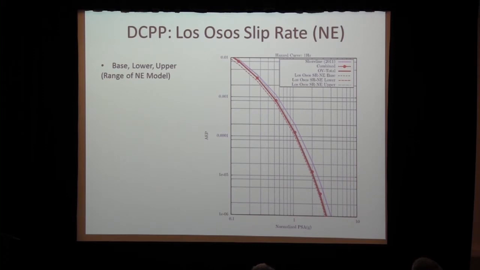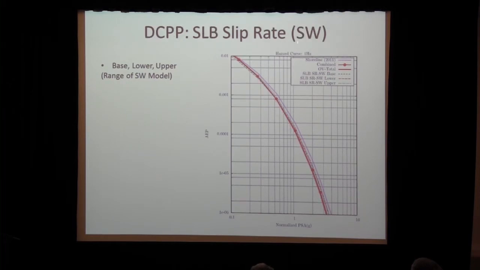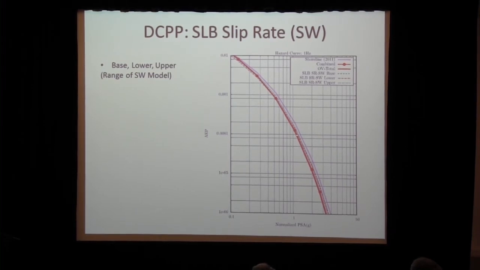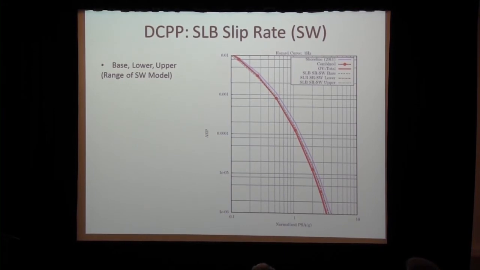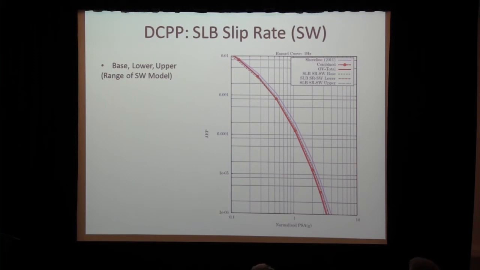And so you can see here for the Los Osos using the slip rates characterized in the NE model, you get a little bit of a distribution. For the SLB slip rates characterized by the SW model, you get, again, a little bit of distribution. It's a little bit higher here. And if you remember back, I had said that the SW model tends to be a little bit higher overall relative to the NE and the OV model. And so that's what's going on here. You're getting a little bit higher.